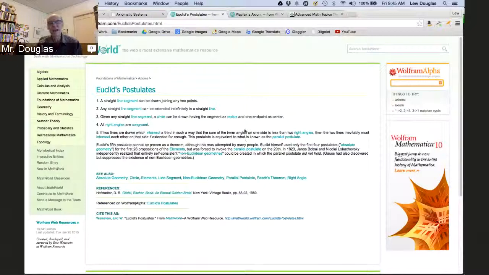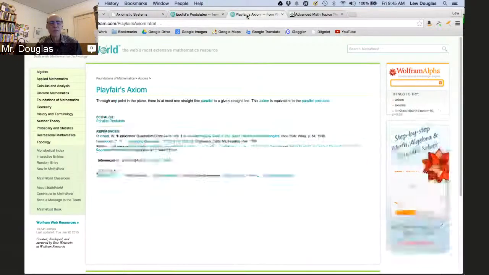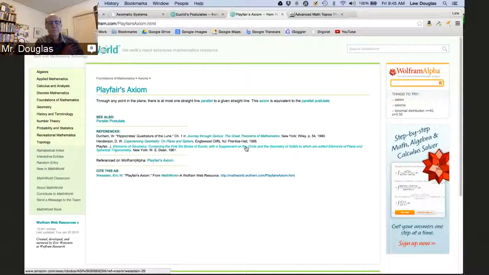Now this is really complicated. Playfair, and I don't remember what year, came up with this axiom: through any point in a plane, there's at most one. That's interesting. At most one. So he's not saying there is any at all. There is at most one straight line parallel to a given straight line. This axiom is equivalent to the parallel postulate, which was, I believe, Euclid's.